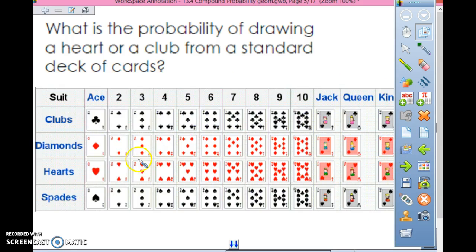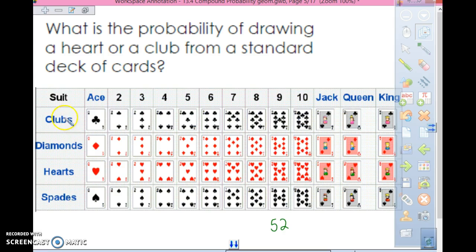Here's an example of that. In some of the questions we get today, we're going to be dealing with decks of cards. And not everybody has the same experience with cards, so I thought I'd go over them. In a deck of cards, we have 52 cards. Half of them are red and the other half are black. So that gives us 26 and 26.